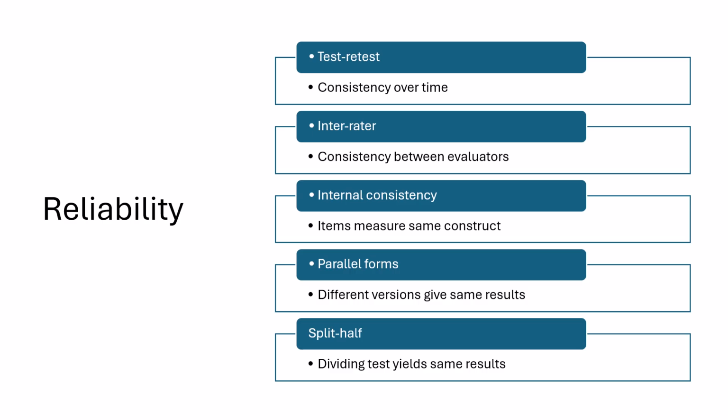Reliability is all about consistency. Test-retest reliability asks if you get consistent results over time. Inter-rater reliability looks at consistency between different evaluators. Internal consistency checks if all items in a test measure the same construct. Parallel forms reliability sees if different versions give the same results. And split-half reliability involves dividing a test to see if both halves yield similar results. You may be asked to identify which type is being described in a scenario.